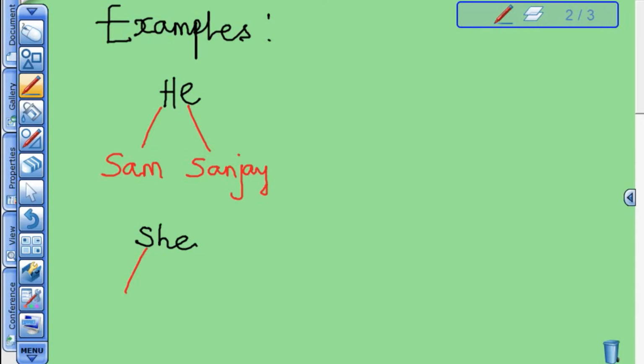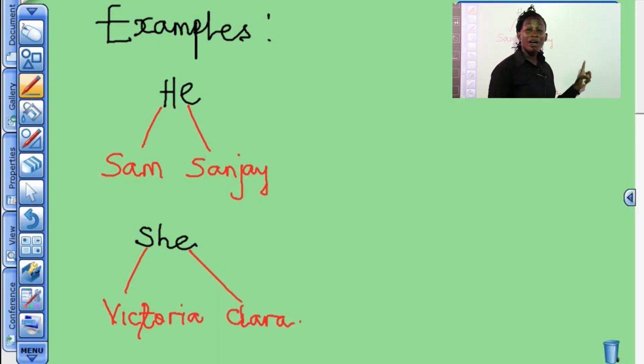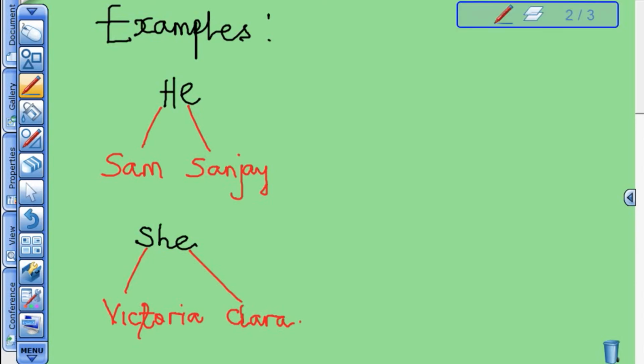And under female names, we have Victoria. Another one, Clara. Other examples of pronoun, we have the word it. It represents names of things that don't have life. Things like pencil and animals. It.